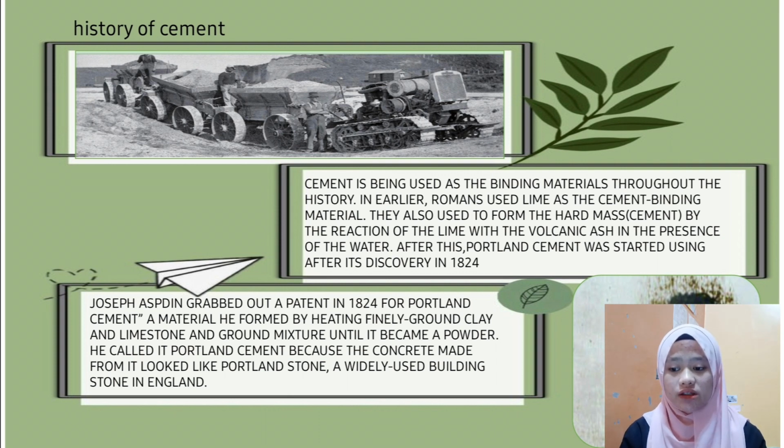Joseph Aspdin took out the patent in 1824 for Portland cement, a material he formed by heating finely ground clay and limestone mixture until it became a powder. He called it Portland cement because the concrete made from it looked like Portland stone, a widely used building stone in England.